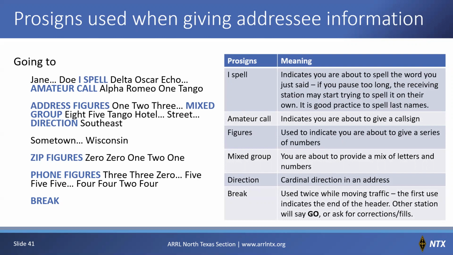Amateur call, you're going to give a call sign. Figures, so address figures, phone figures, zip figures, you're going to give a series of numbers. We always give them one at a time when they're digits like that. So not 123, but 1, 2, 3. Mixed group means you're about to give a mix of letters and numbers. Direction is for cardinal directions in an address. And then the last one on here, break.